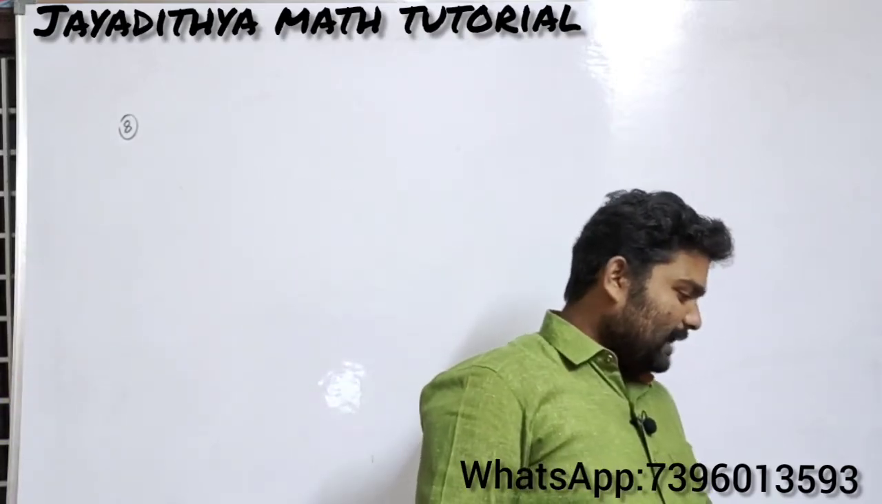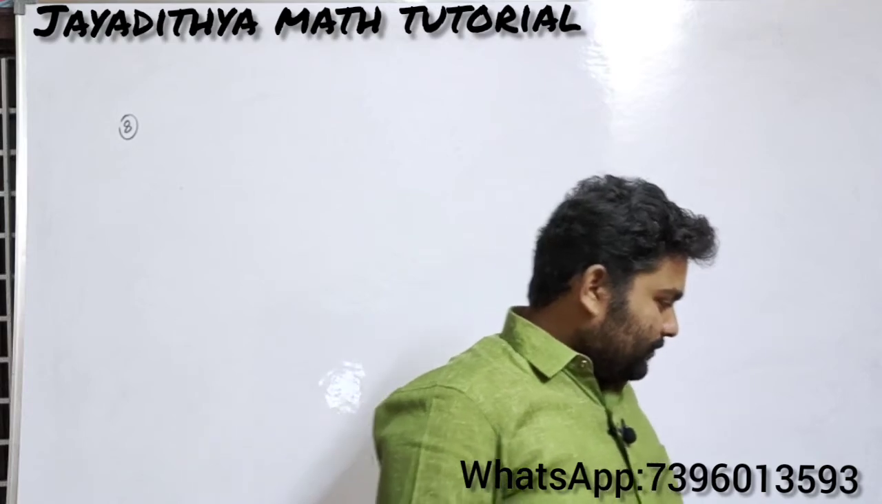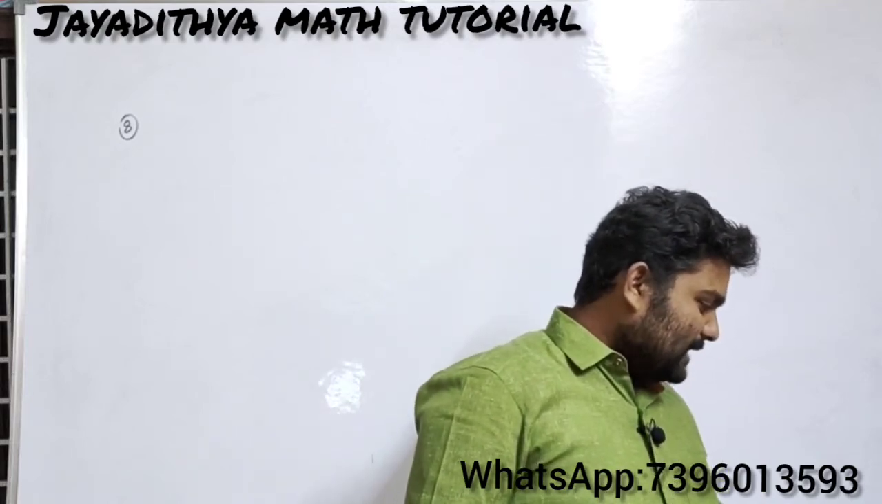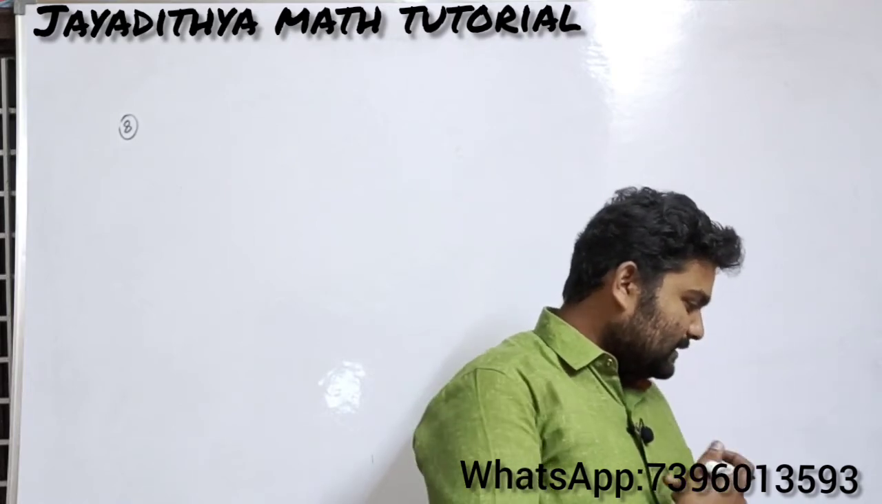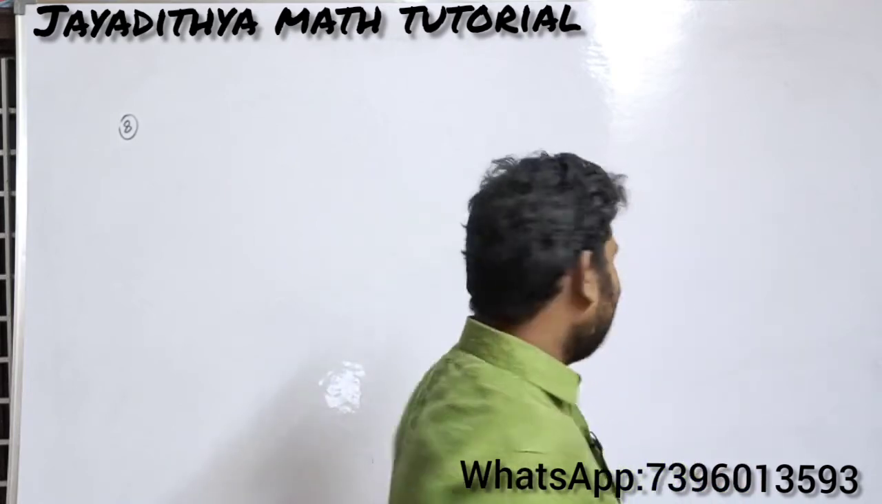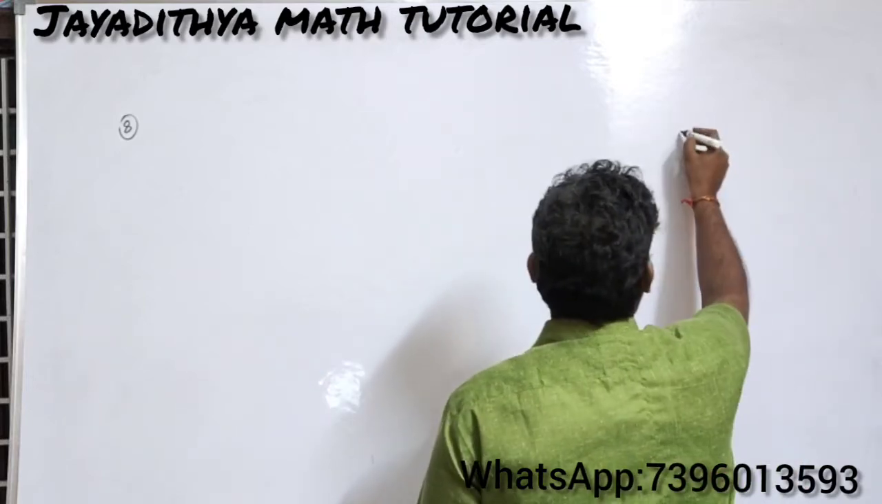The next problem is: in triangle ABC, a circle with the side AB as diameter is drawn to intersect the hypotenuse AC in P. Prove that the tangent to the circle at P bisects the side BC. So see here.